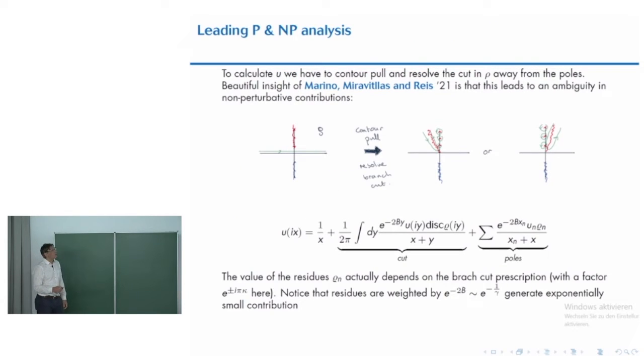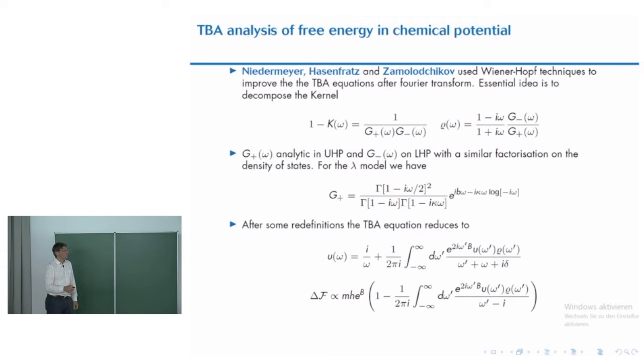Now, there was a paper about 9 months ago by Marino and collaborators, and I think this one's really good. A lot of respect for this paper, because it understands where this non-perturbative ambiguity comes from. So I'm going to sketch their argument. We have to solve this equation for u, and we have to look at this integral. There's an integration contour here, minus infinity to infinity.